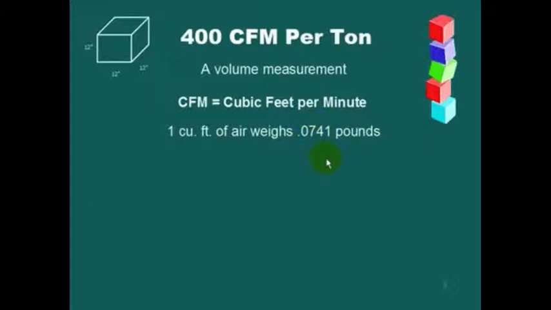Air is pretty light stuff. Whether you're at sea level or you're up in the mountains, it's light. If you take 13.33 of those cubic feet, you're going to have 1 pound. What's 1 pound of air? 1 pound of air is, what's 13.33 cubic feet?